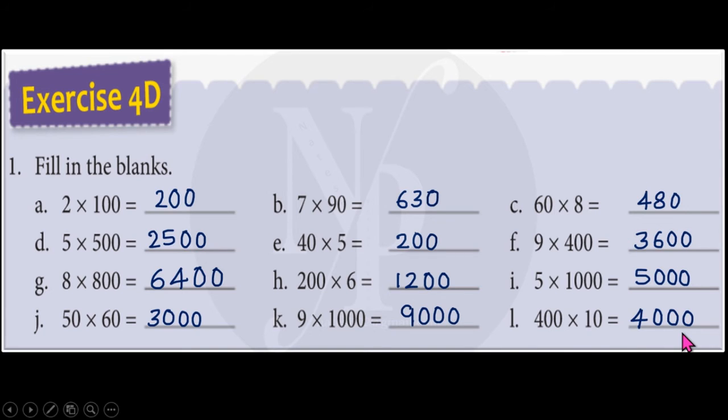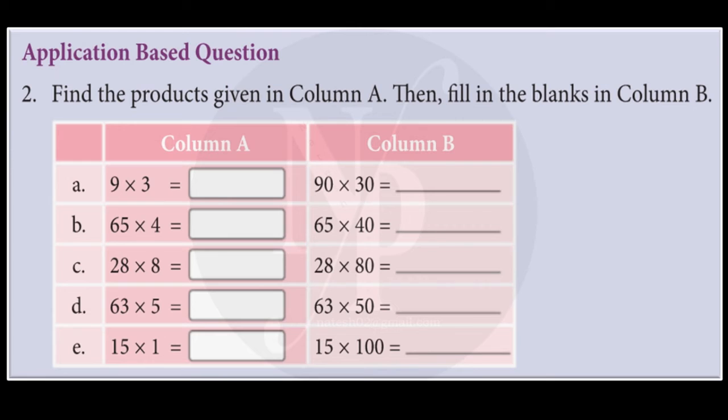So this is how we should find the product of the numbers when there are zeros in the numbers we multiply. Now let us move to the next question of this exercise. The next question is an application based question, that is question number 2. Find the products given in column A, then fill in the blanks in column B. So here we have two columns, column A and column B.